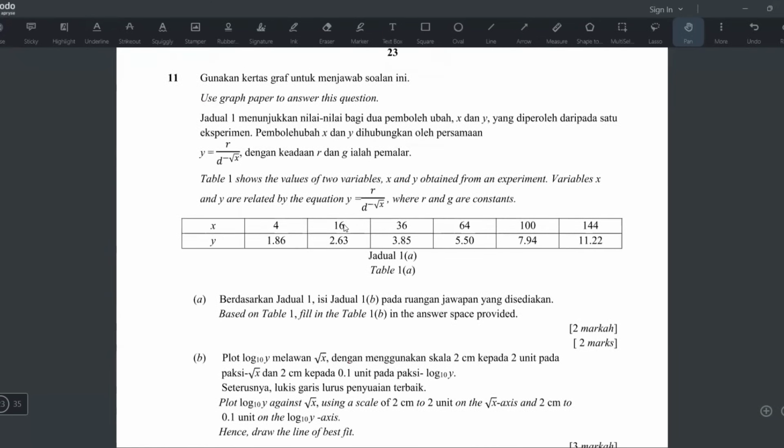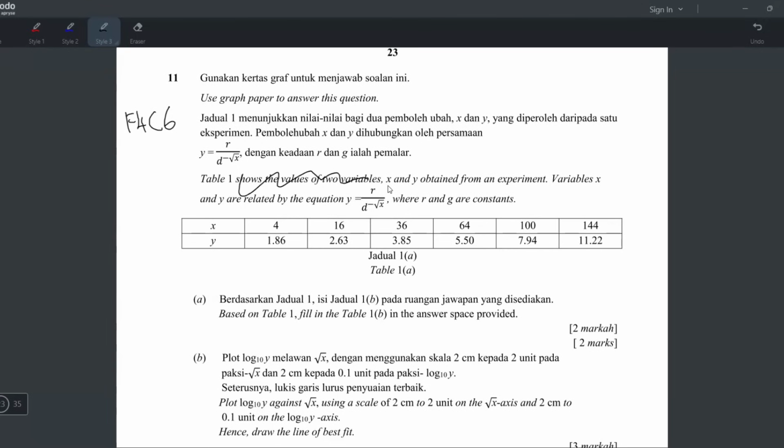Okay, now I'm at question 11. What chapter is this? Linear law. Okay, so it's from Form 4 chapter 6. Yeah, linear law is chapter 6. Okay, let's read the question. Use graph paper to answer this question. Okay, I know that. Table 1 shows the value of blah blah blah. This is all not important, all rubbish. I don't care. The only thing important is the equation.